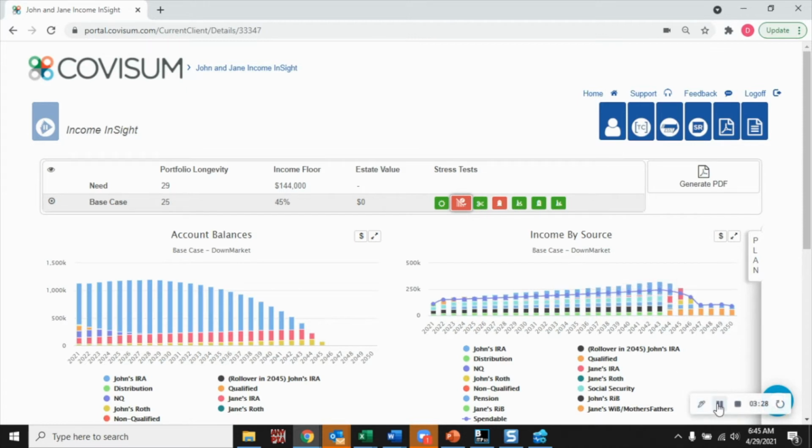And at that point, only 45% of their income need is coming into the household. And of course, they don't leave any money behind to the people and causes that they care about. So this is definitely an area of concern for these particular clients. Let's move back to our everything is fine stress test.